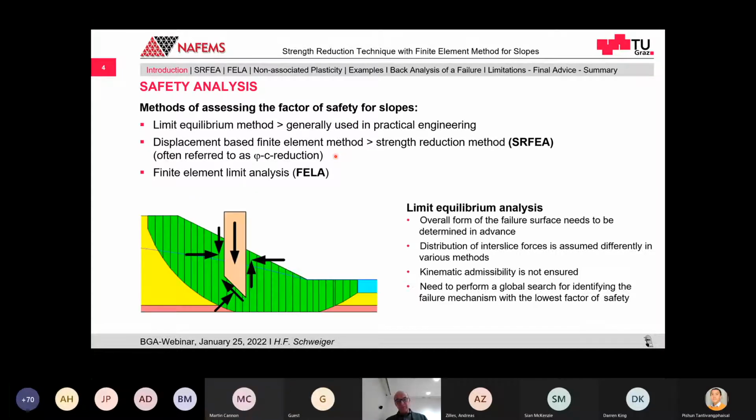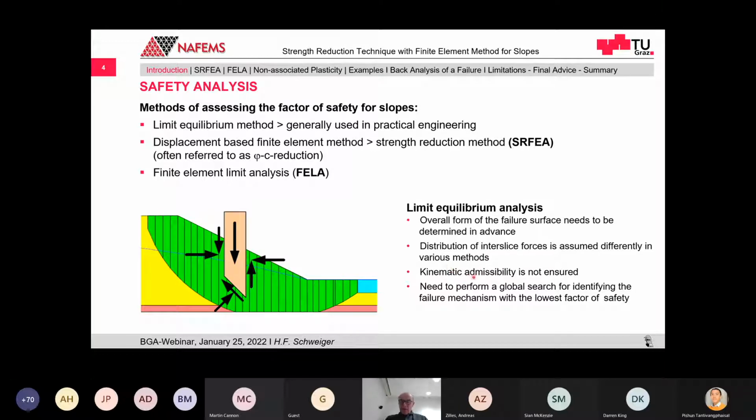Now, just briefly on limit equilibrium, you're all familiar with that. You have to determine basically the form of the failure surface in advance. You have to assume some distribution of interslice forces, and the different methods do it in a different way. So Spencer, Morgenstern and Price, Bishop, etc. You're all familiar with these methods.